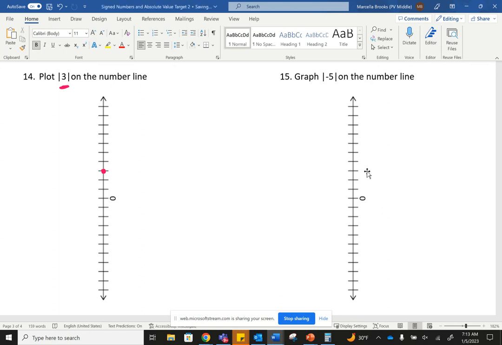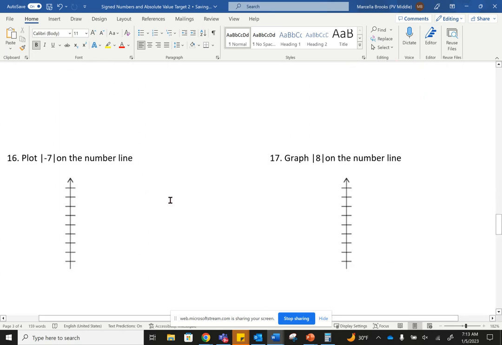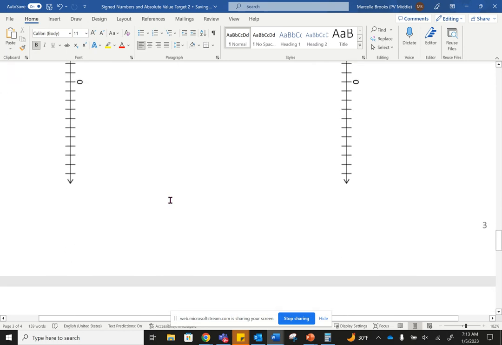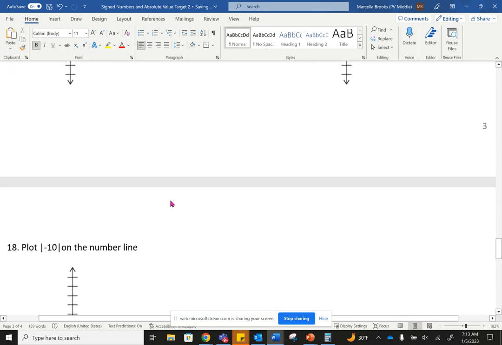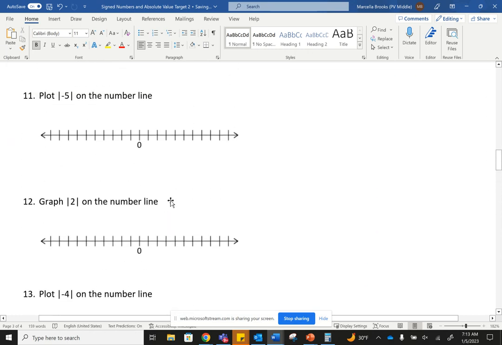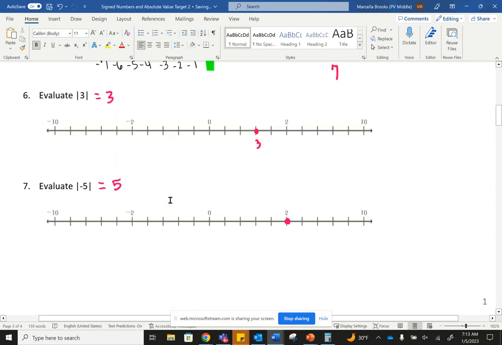If we plot the absolute value, on number 15, of -5, remember the absolute value is the distance from 0. How far away is -5 from 0? It's 5 away. So we graph it at 5. 1, 2, 3, 4, 5. So you're not going to have any negative values on any of these graphs because we're dealing with absolute value. All right. So try and get the rest of these done.